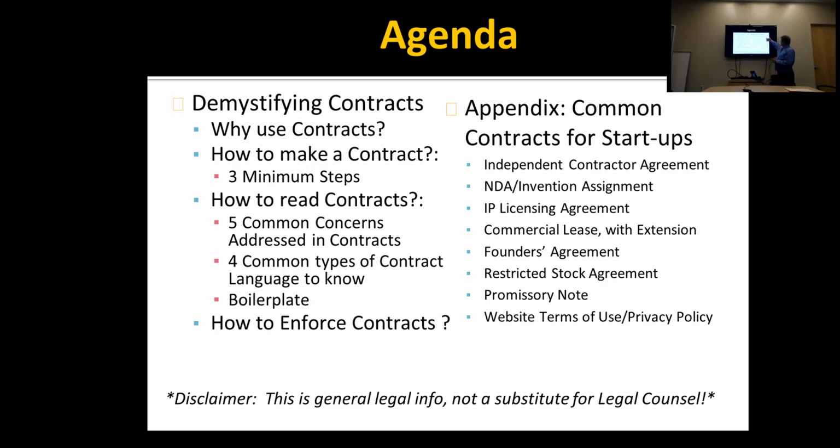Now here are the agreements that we hope all of you have. Maybe check this with what you have right now. We have an independent contractor agreement, an invention assignment, an IP licensing agreement, that's the one I think we ran out of here, a commercial lease, a founder's agreement, and a restricted stock agreement, that would be for sharing equity in your company. Just take one of each, and if you're missing one of these, just let us know.